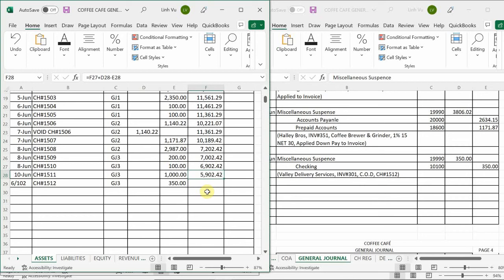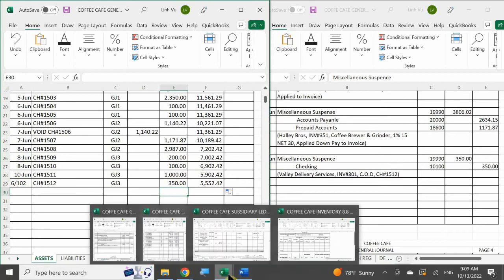How much should I have left in my checking account if I just wrote another $350 check? 5,552. Okay, $5,552.42. Good. Okay. So I finished my journal. I finished my ledger. So now I need to go to my subsidiary ledger, right?